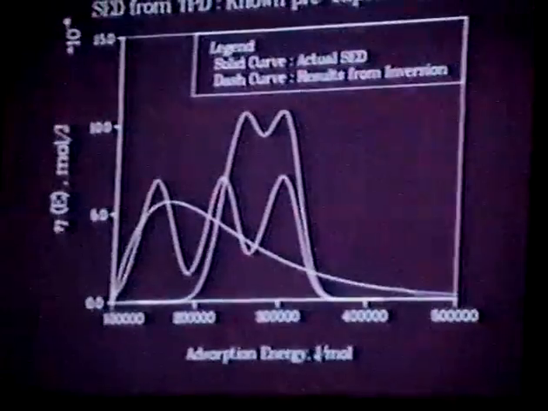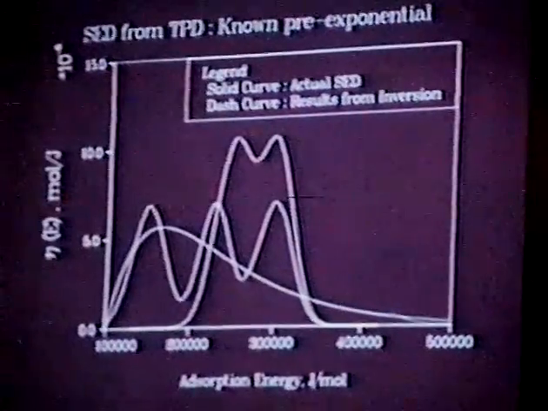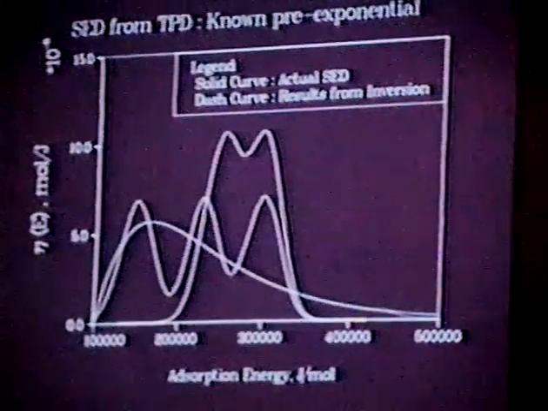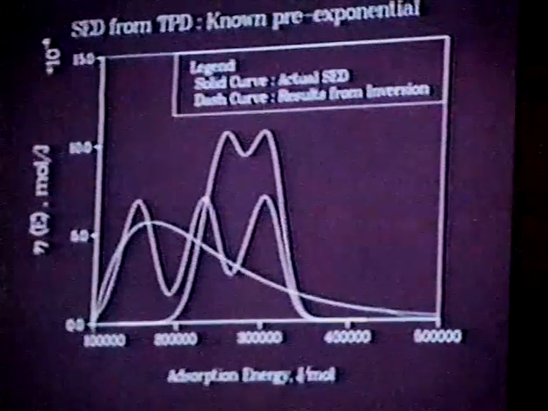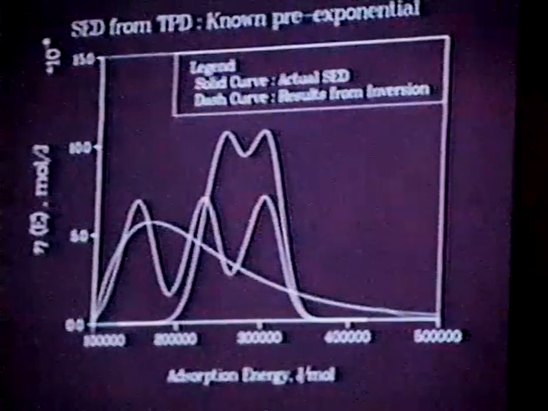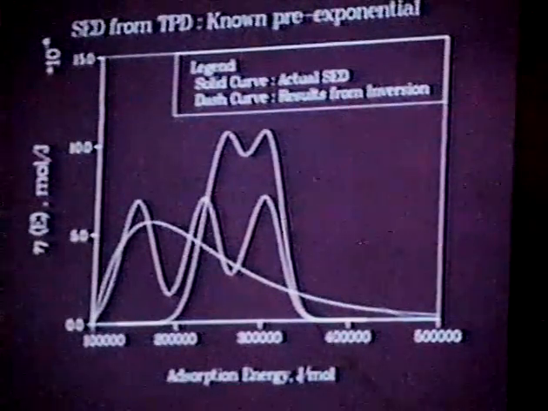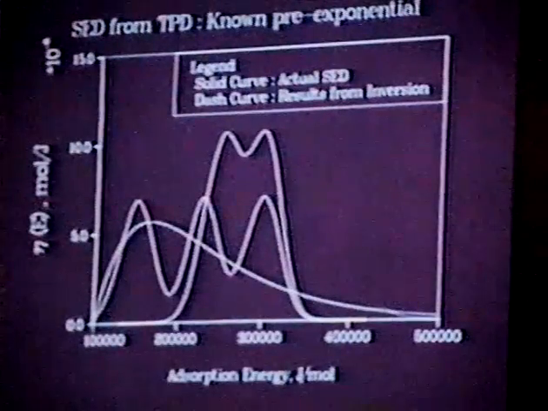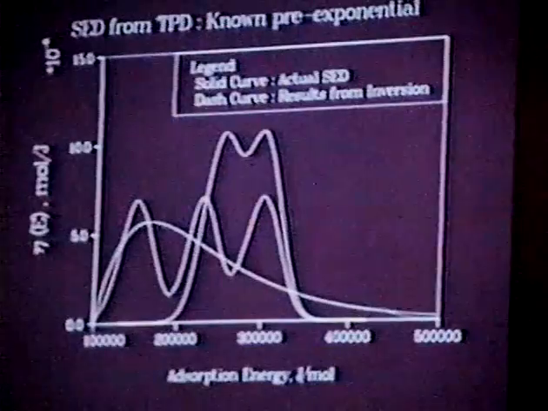I recommend very highly the paper in Surface Science last spring. Lanny Schmidt was one of the co-authors. I think Edmund Seebauer was the first author, so if you want to look up a first-rate literature review, I recommend it highly. But anyway, if you know the pre-exponential factor, you can get the site energy distribution with a great deal of accuracy just by using regularization to solve the associated Fredholm equation.